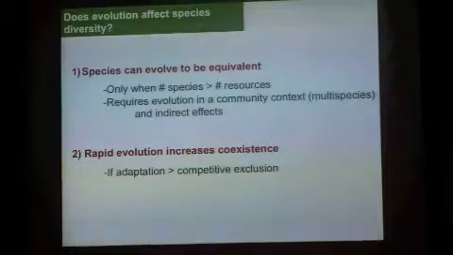So this model suggests that species can evolve to be equivalent, but it only happens when the number of species exceeds the number of resources. So there we had three species using two resources. If we added in a third resource, that purple species would go to use the third resource. So it only happens when you have more species than resources. And it requires evolution in this community context where there's indirect effects going on there. So it's indirect effects that are driving one species to converge with another one in the process of trying to diverge from the first one.